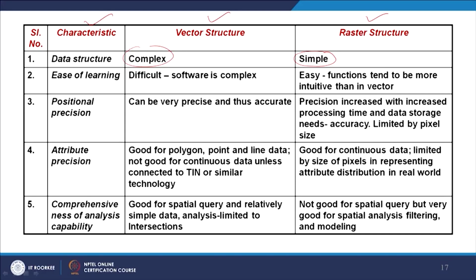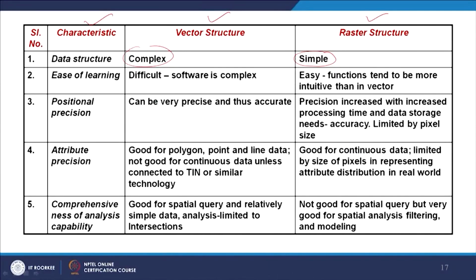If I have to learn, then of course raster is simpler because it's just a two-dimensional matrix, a 2D array, whereas vector is sometimes difficult and the software is also complex. If I talk about positional accuracy, then vector data is more precise and accurate, whereas in raster precision increases only if I increase the spatial resolution. And for attribute precision, there are a lot of attributes I can store, and attribute precision in case of vector is relatively higher than in raster.